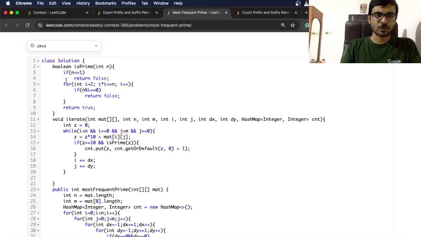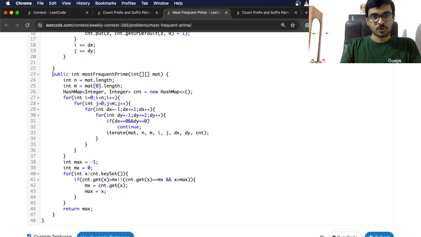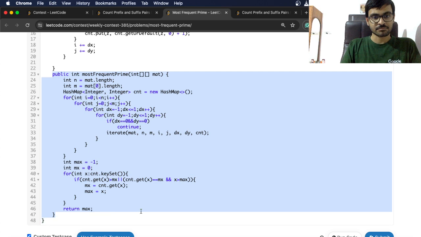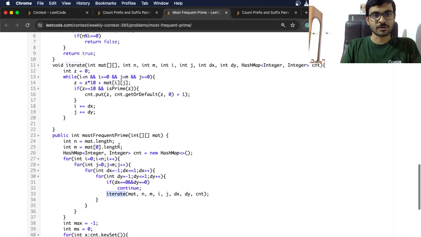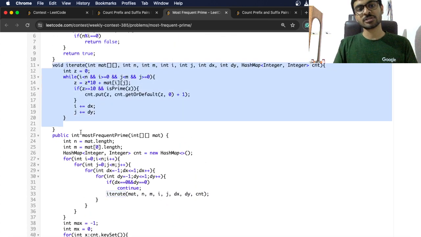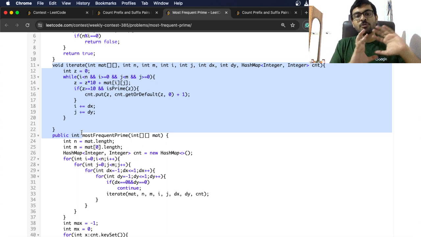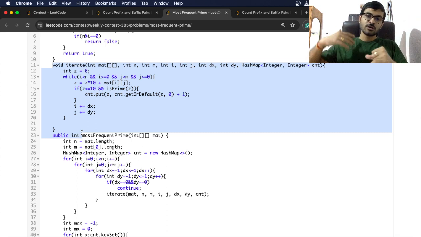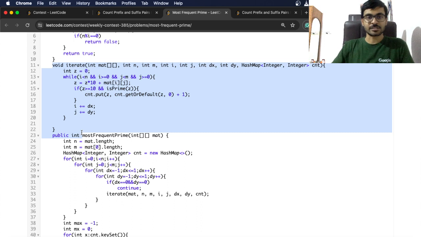This is our is prime code, which will just take a number and say whether it's prime or not. Most frequent prime, we will basically iterate. This is our modularity. This question is good in another way. This actually tests your ability to include modularity in your code, to actually code things which need to be modularized in order to be coded easily.